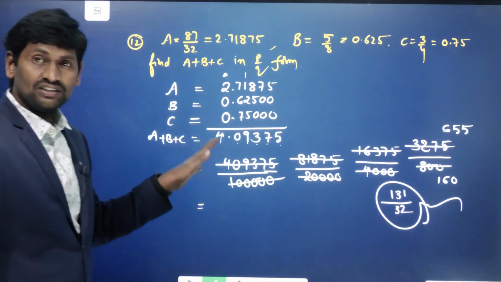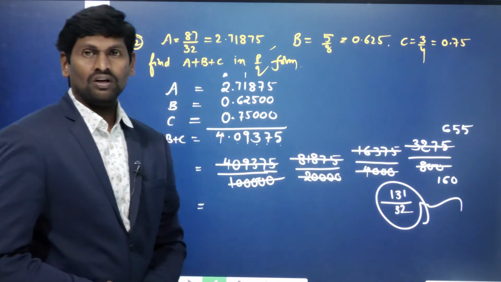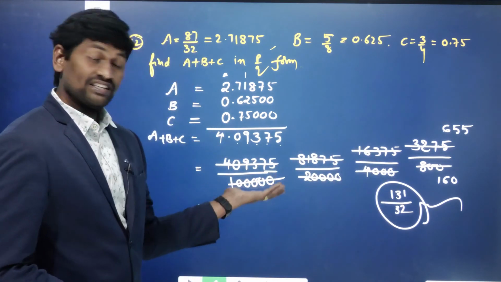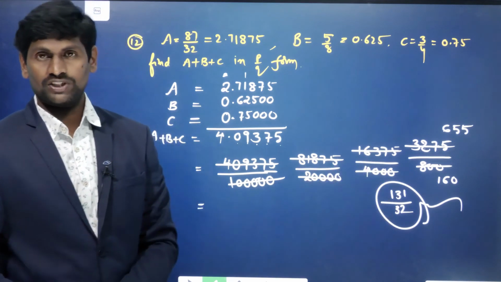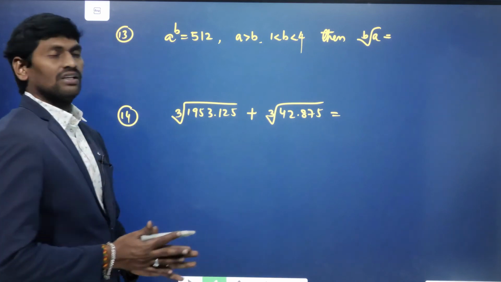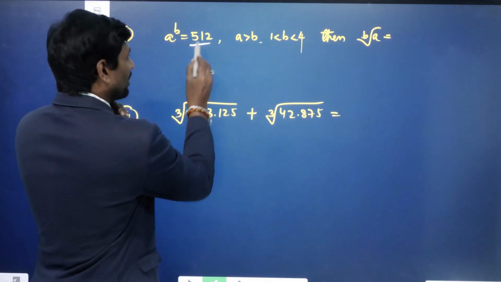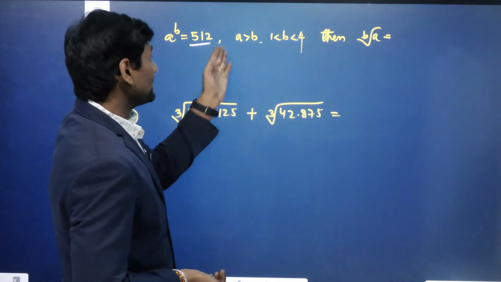I just added, after this I converted into P by Q form, then there is a cancellation, I have converted into simplest form, that's it. Check. A power B value is 512, it seems.